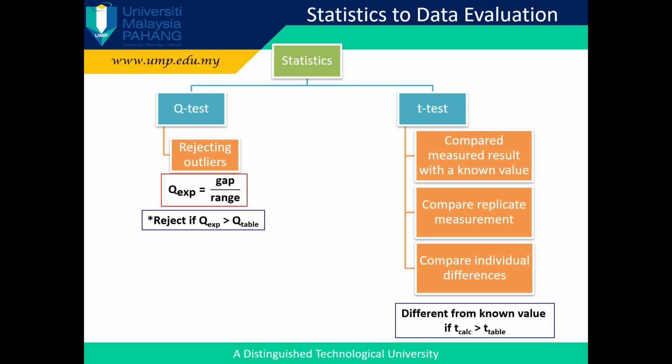while t-test is used to compare measured result with a known value, compare replicate measurement in an experiment, and compare individual differences. We can conclude that the measured value is different from the known value if the T experimental is greater than T table.